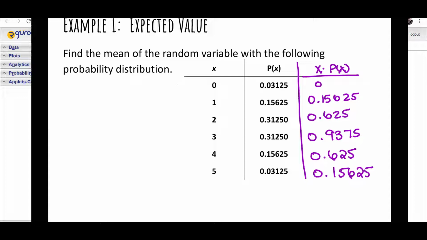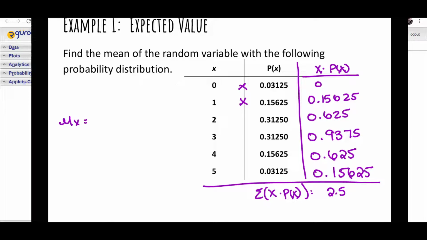All right, so I have multiplied each of the x's with the corresponding p of x's. You can check those answers, and so then when we add them together, the x's times the p of x's, we get 2.5. So the mean of the random variable, which is the same as the expected value, is 2.5.